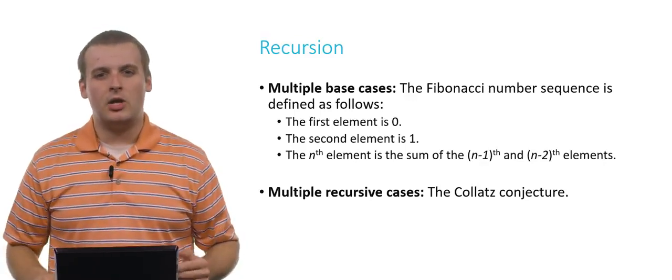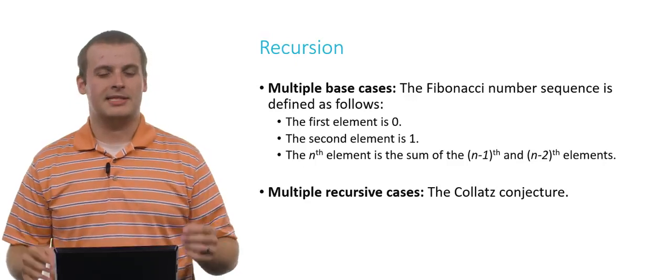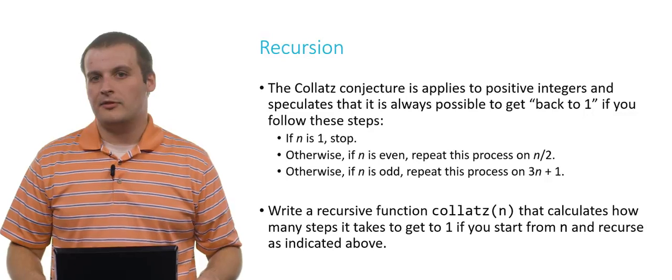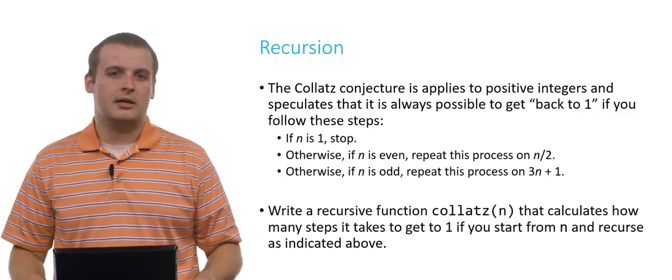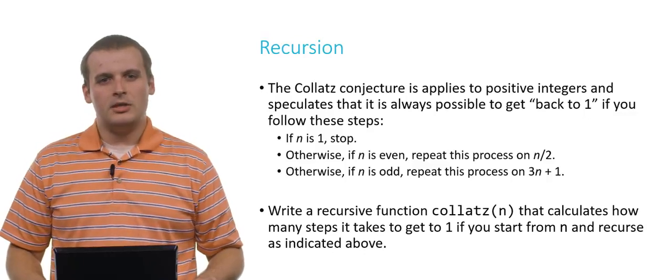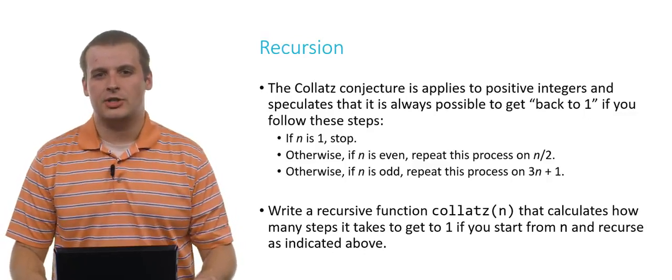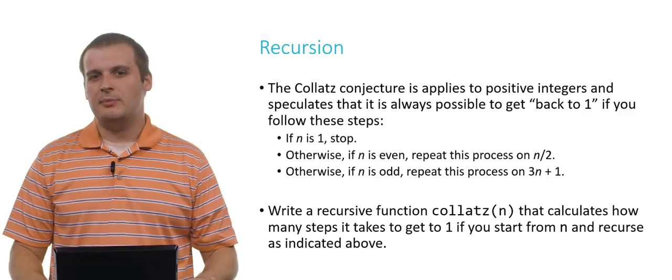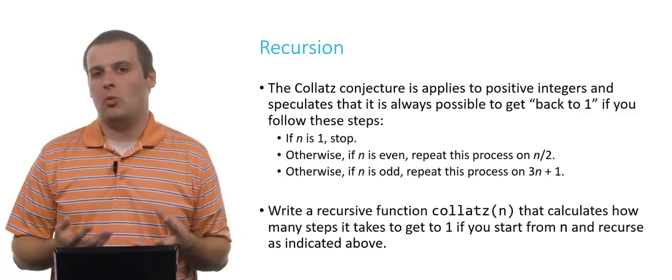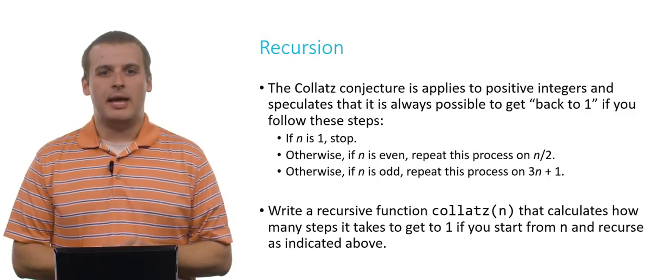Well, there's something called the Collatz conjecture. And I'm not just going to say, you know what that is, because it's actually our final problem for this particular video. And it's our exercise to work on together. So here's what the Collatz conjecture is. It applies to every positive integer. And it speculates that it's always possible to get back to 1 if you follow these steps.